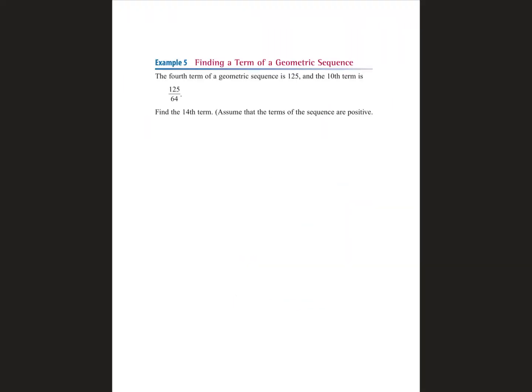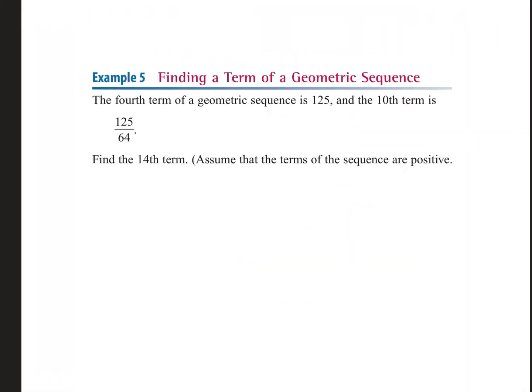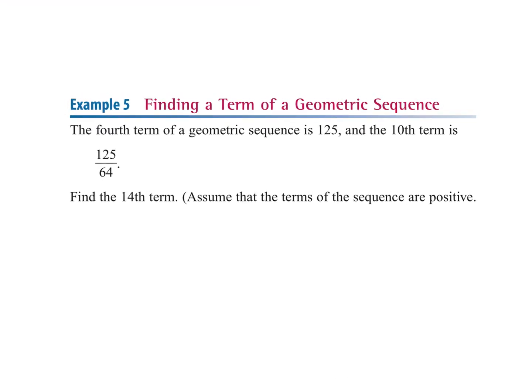This is the first thing that we're going to do. It's one of those like we did before with the arithmetic. Given this term and this term, write the rule. They don't give you the first term. So let's just write down what I have. The fourth term of a geometric sequence is 125. So a sub 4 equals 125. And then it says the 10th term, so a sub 10 is 125 over 64.